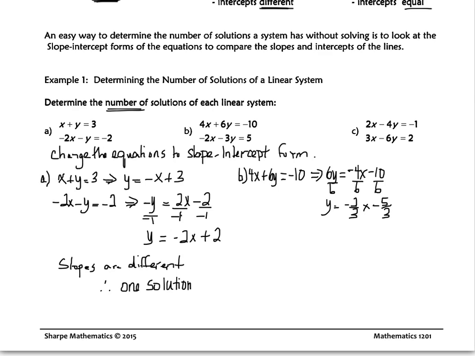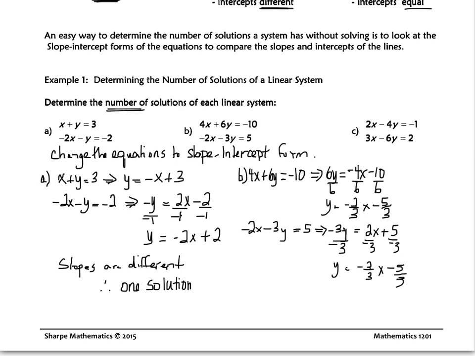Then your second equation is negative 2x minus 3y equals 5. If we change that to slope-intercept form, it would be negative 3y equals, and negative 2x would come over to the other side as a positive 2x plus 5, and then divide out the negative 3. That will give you y equals negative 2/3 x minus 5 over 3.